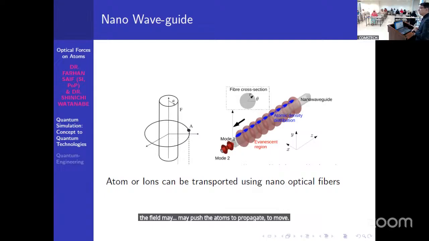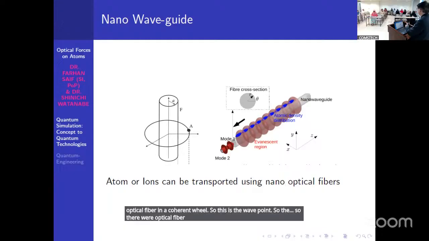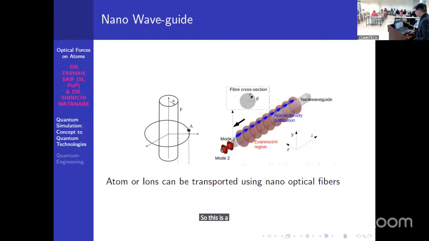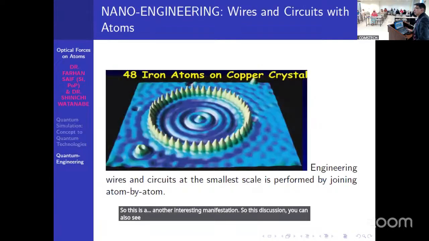And this will be helping the atoms to come along the optical fiber in a coherent way. So this is a waveguide. The optical fiber guides the de Broglie waves to move in a direction where we want to take it. So this is another interesting manifestation. This discussion you can also see in my book.